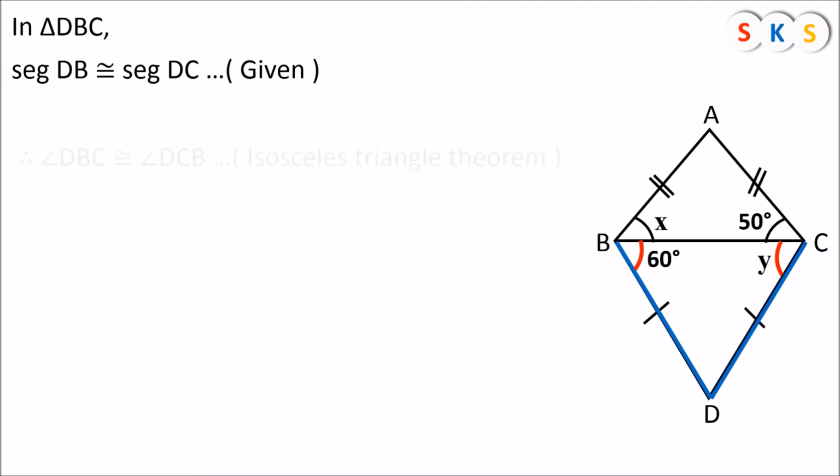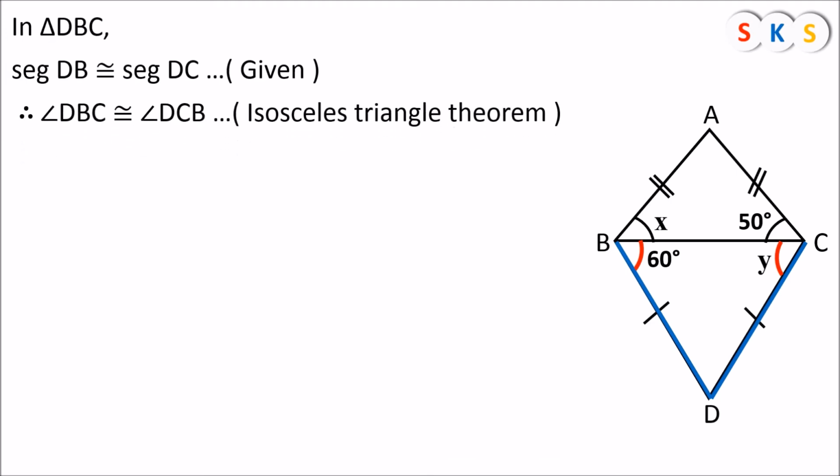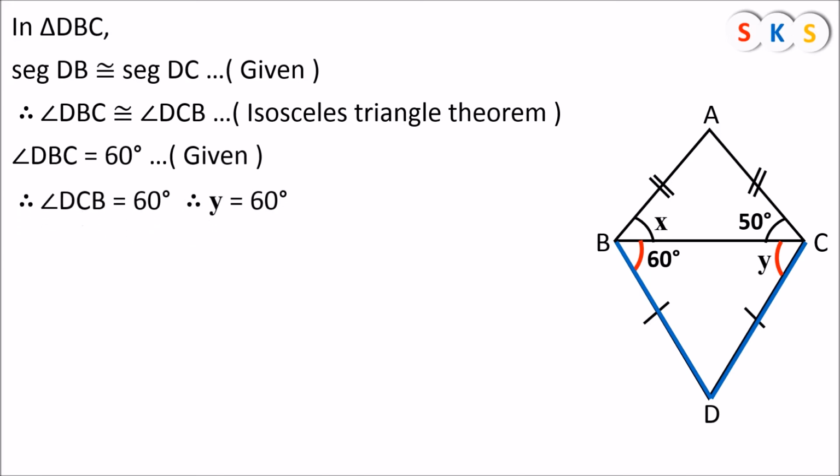Okay, look at this figure. In this figure angle DBC is 60 degrees. If angle DBC is 60 degrees, then angle DCB will also be 60 degrees. And you can see in this figure angle DCB is denoted with the letter Y, right? And the measure of angle DCB is 60 degrees. Therefore the value of Y will be 60 degrees.